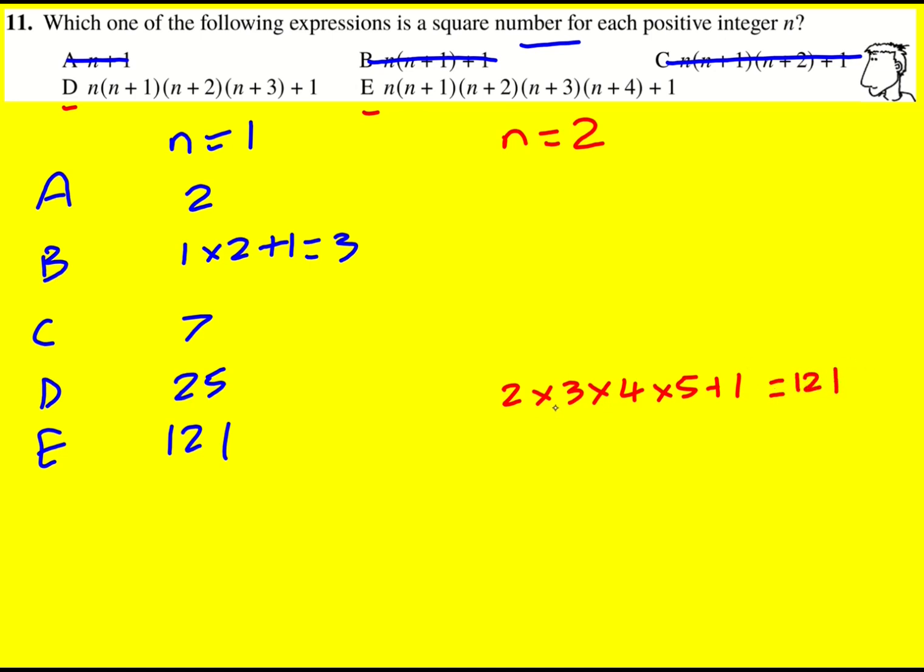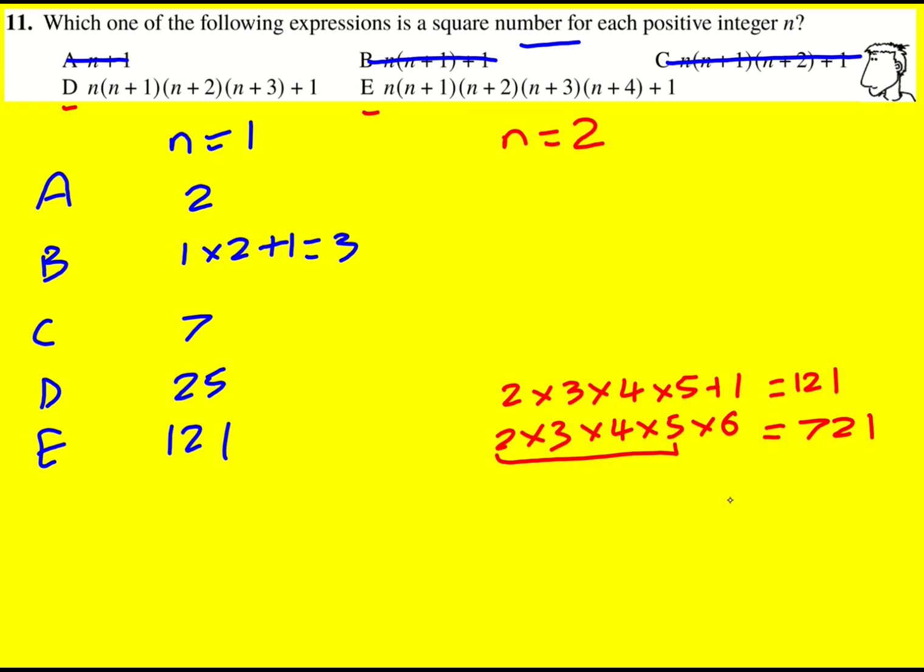This one works again. If we put it into E, we'd do 2 times 3 times 4 times 5 times 6. So this was 120, so we get 720 plus 1, 721. And that is not a square number. You could check and prove to yourself that it's not.